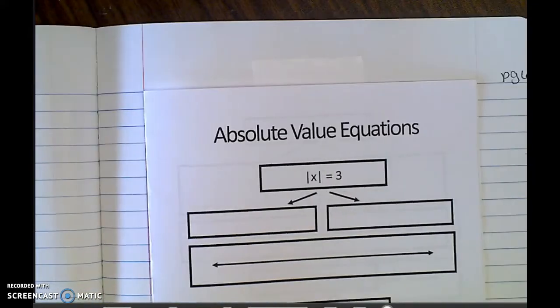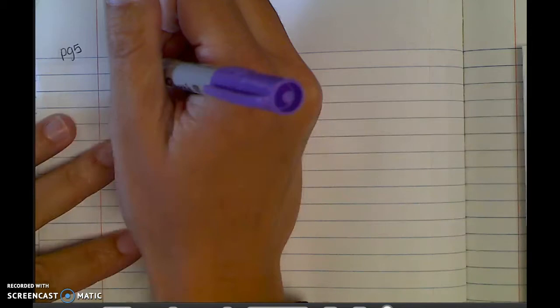Alright guys, we're going to be looking at page 5 and 6 in our notebooks. Actually, I want to start on page 5 and just talk about a couple of things. First of all, the definition of absolute value.